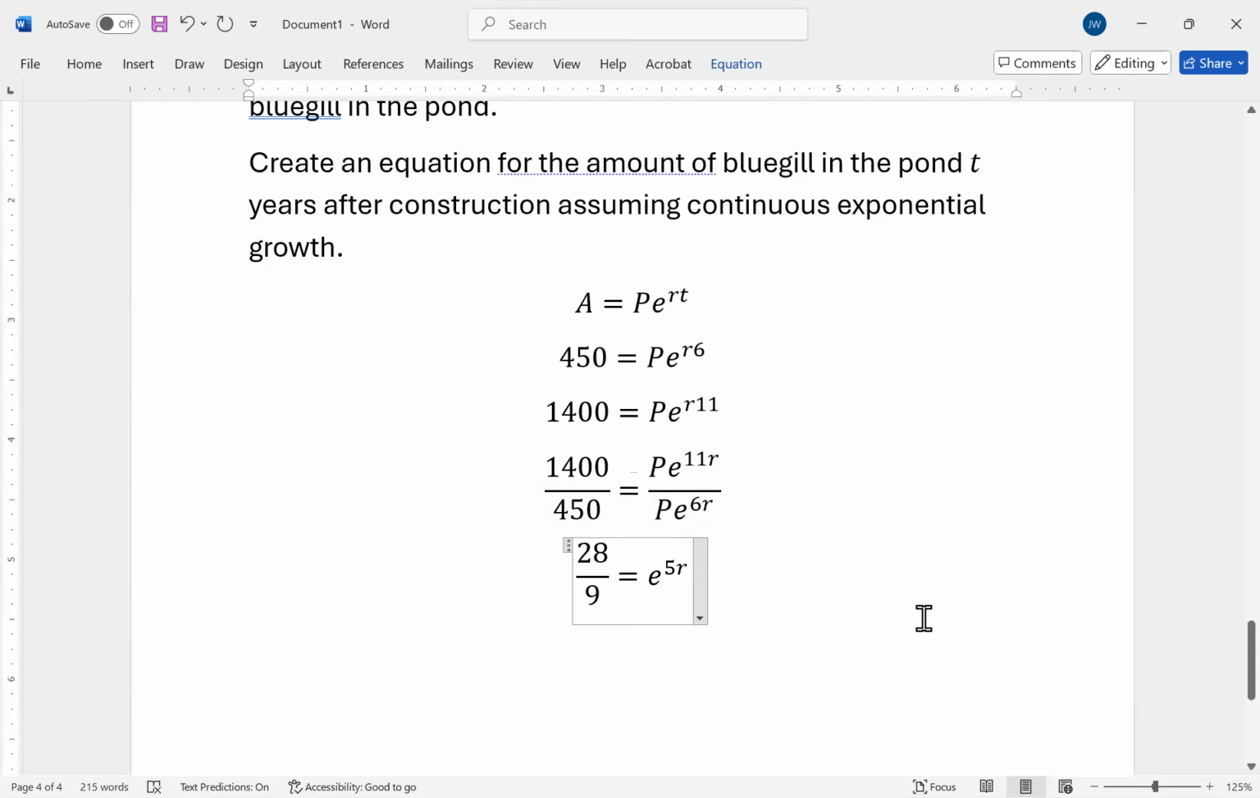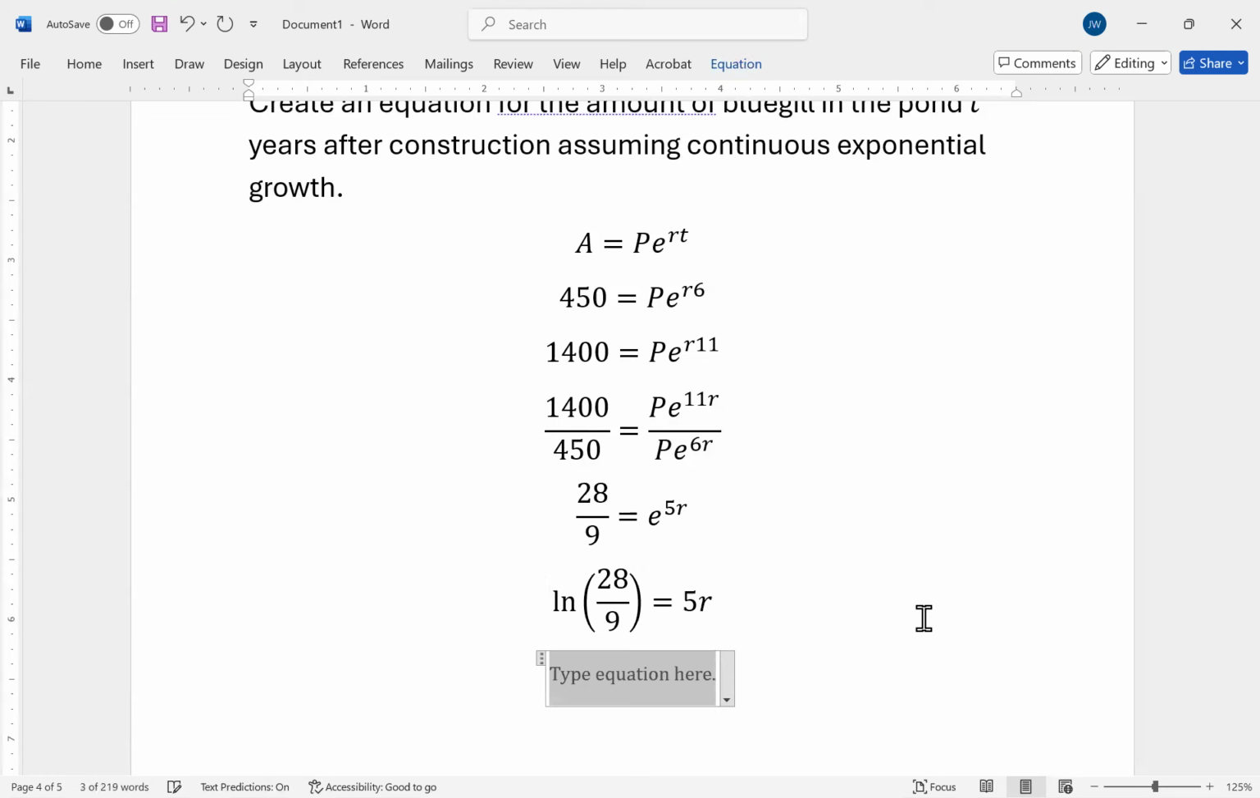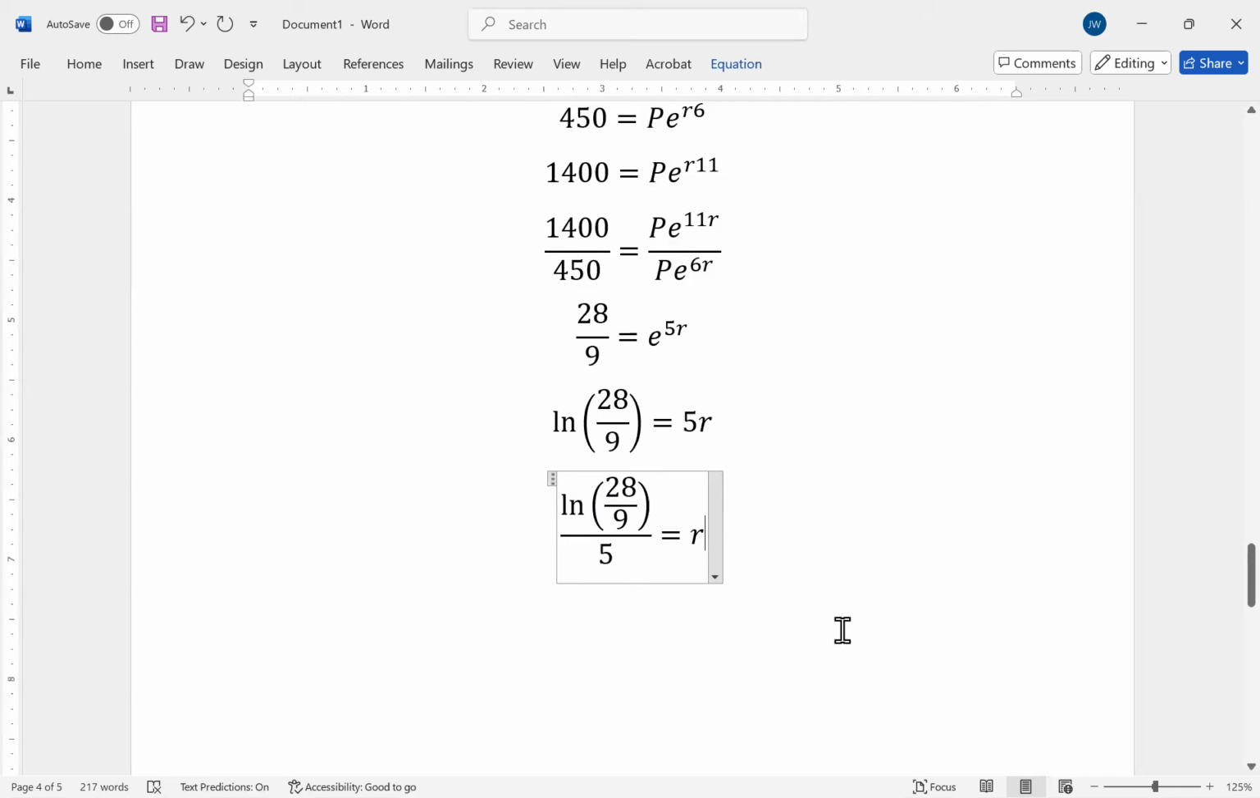Now I can find R fairly easily by taking natural log of both sides. Natural log of 28 over 9 is equal to 5 times R, and then divide by 5. So natural log of 28 over 9, all divided by 5, is equal to R. Now that's the exact value for R.